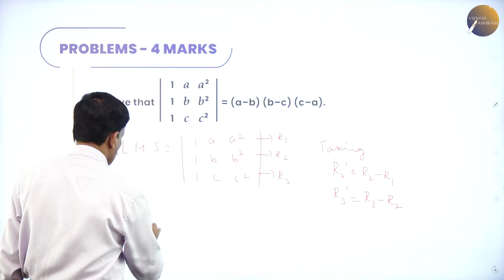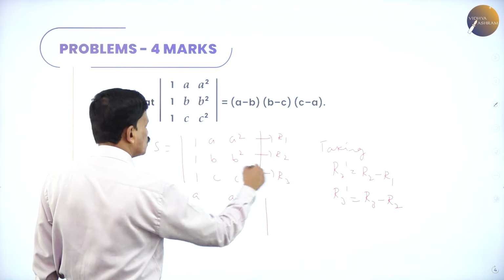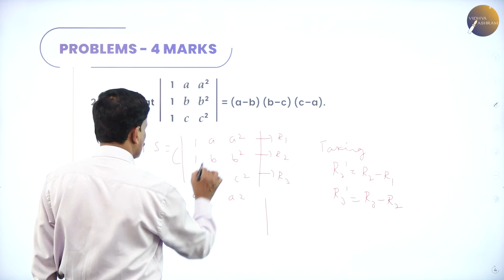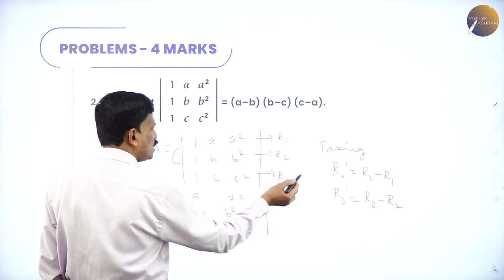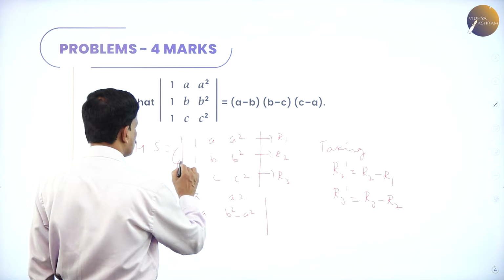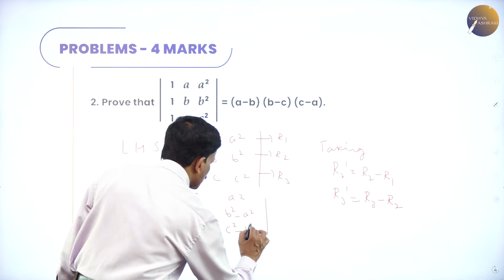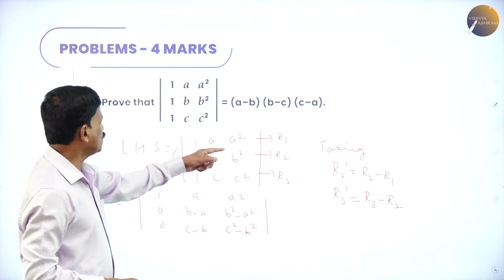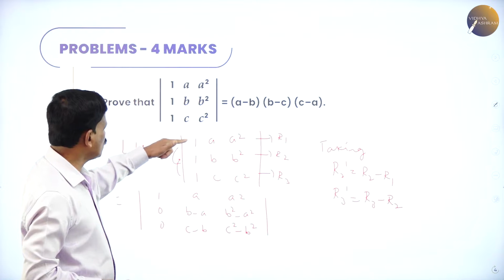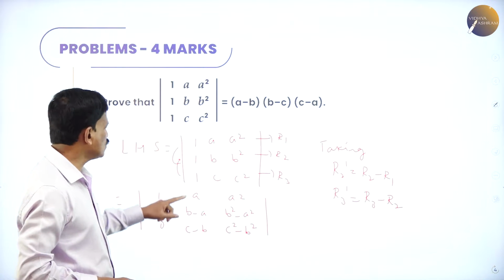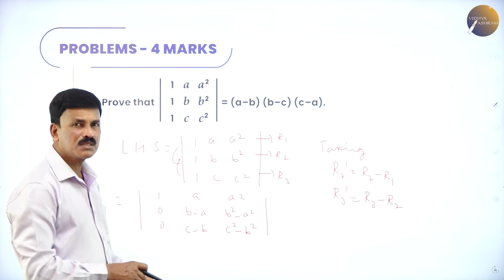So this can be written as: the first row is the same, 1, 1, 1. R2 minus R1, this minus this, 1 minus 1 is 0, you will get B minus A, B square minus A square. R3 dash is equal to R3 minus R2, this minus this, 1 minus 1 is 0, C minus B, C square minus B square. So R1 is the same, R2 dash is R2 minus R1, and R3 dash is R3 minus R2.